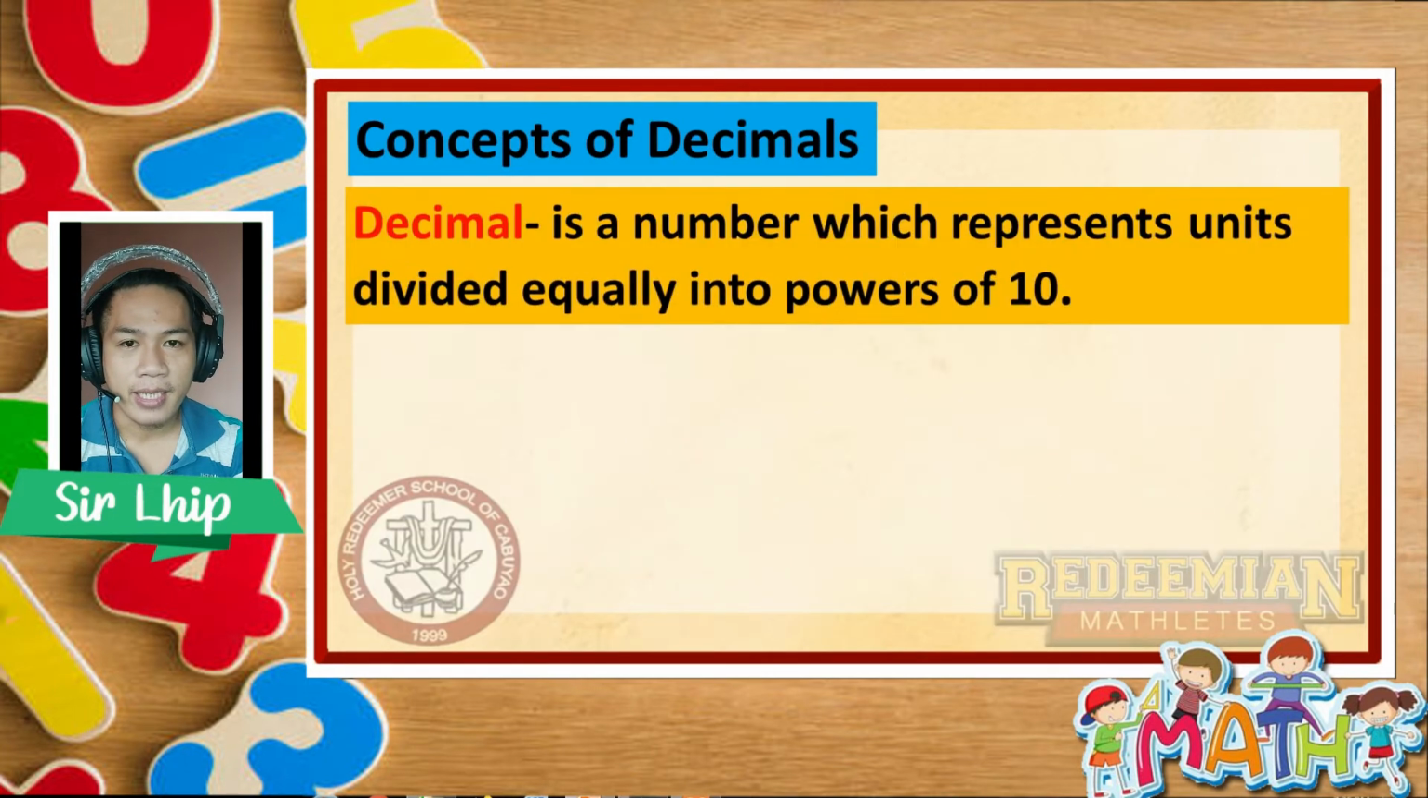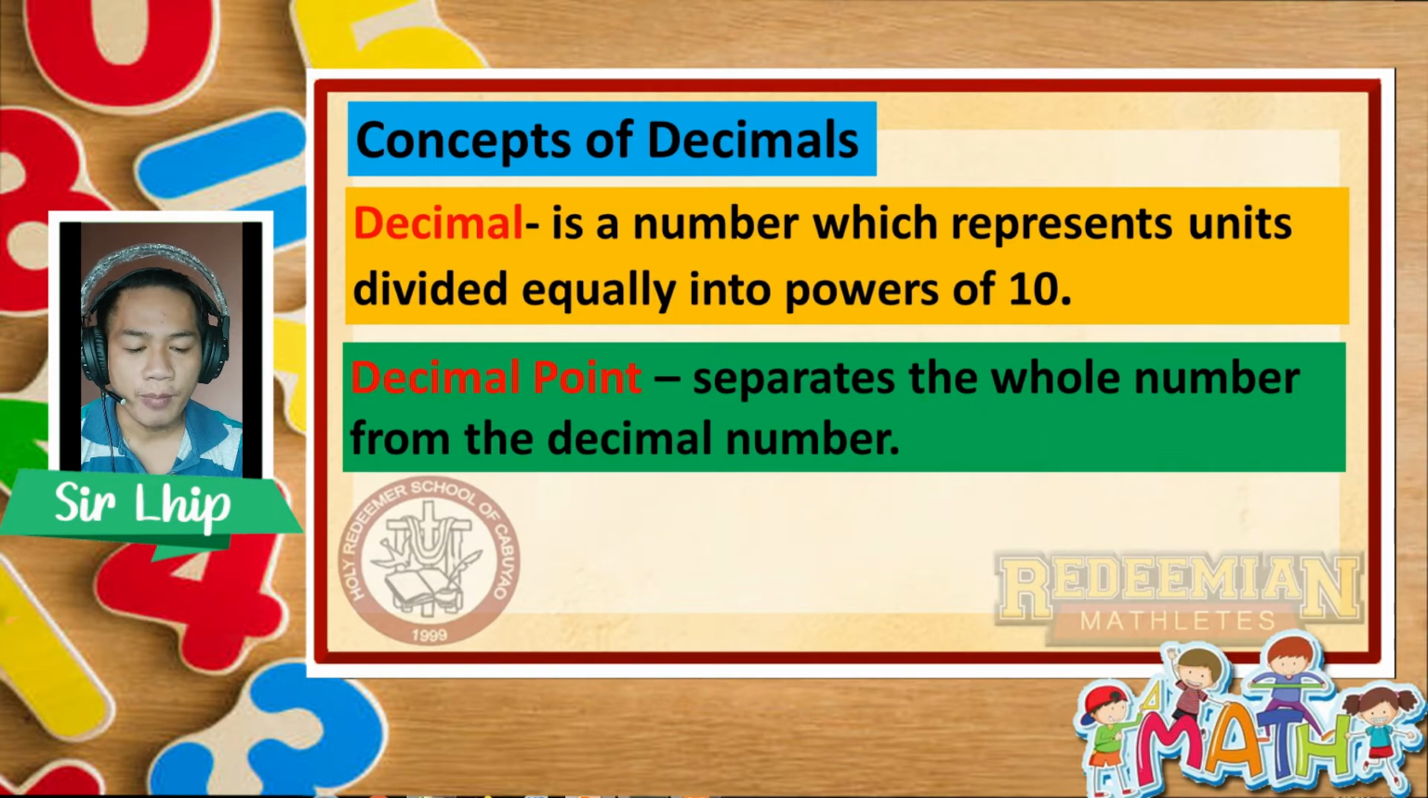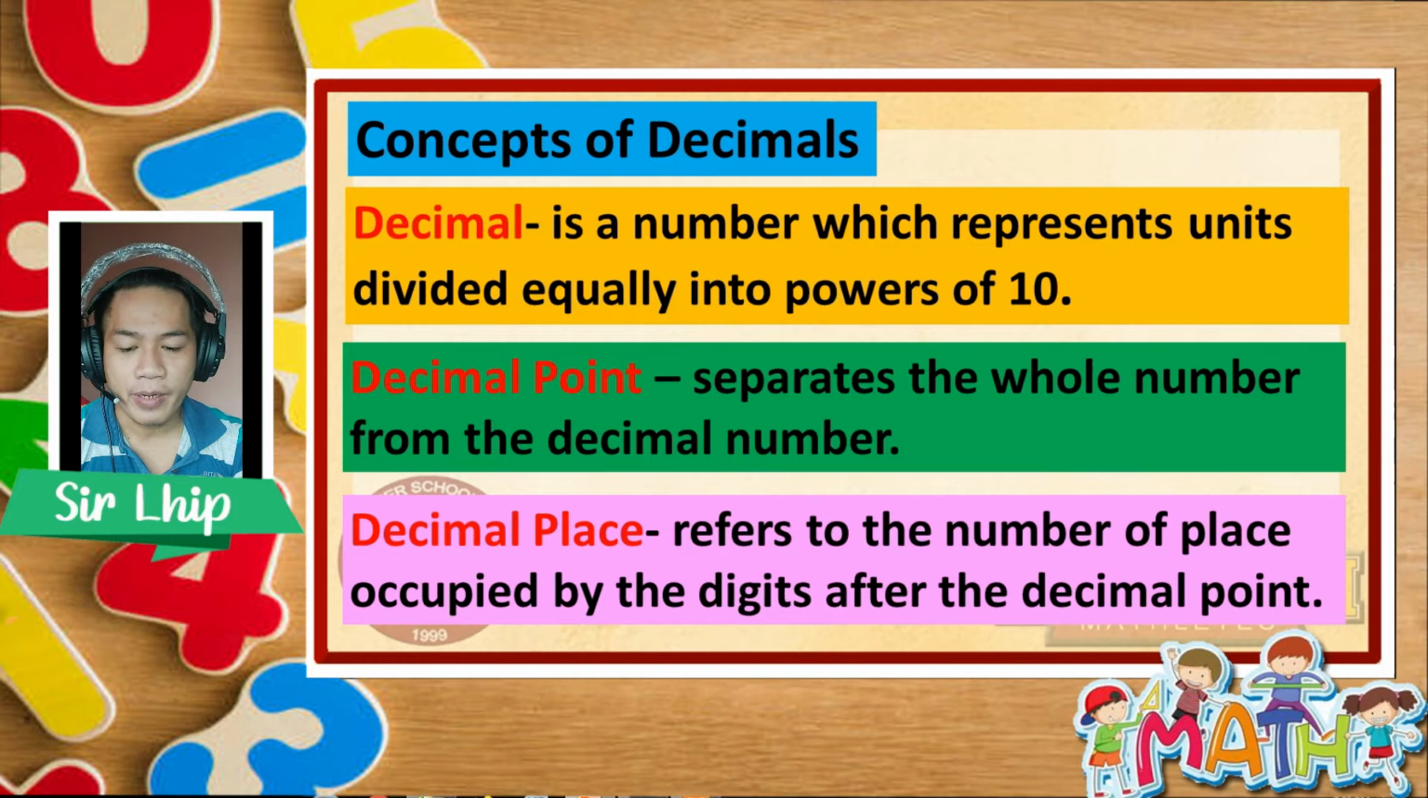When we say decimal, it is a number which represents units divided equally into powers of 10. Decimal is read exactly the same as fraction or mixed number. Decimal point separates the whole number from decimal number. Numbers written at the right of the decimal point have values as fractional part of a whole. Decimal place refers to the number of places occupied by the digits after the decimal point.